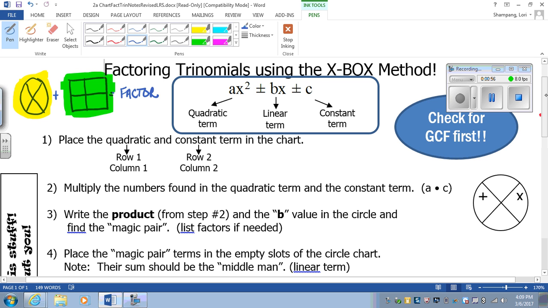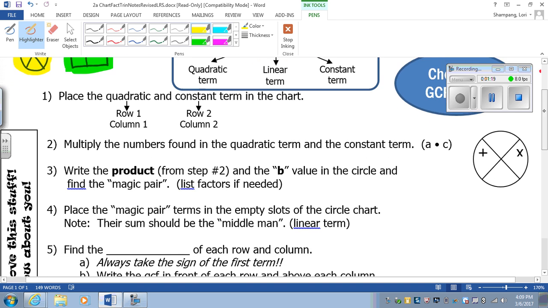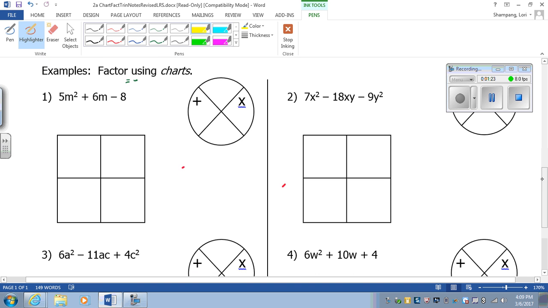Let's look at this equation. We have ax squared plus or minus bx plus or minus c. This is the standard form of a quadratic equation. The coefficients a, b, and c are all going to play unique roles in the factoring process. Let's get started by looking at an example. Here we have a polynomial, 5m squared plus 6m minus 8.